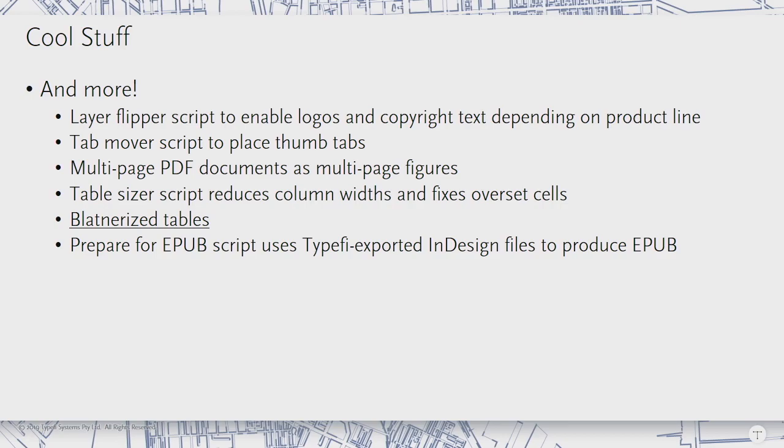Blattnerized tables, that's a link, so I won't go into exactly what that means, but it's a way of putting continuation text on multi-page tables. And it's a trick from InDesign Secrets, which is a website any InDesign user should be familiar with. And then we do have a prepare for EPUB script where you can take the InDesign files that you've run through Typefi, and you might have made changes to them, pagination changes or corrections. Rather than going back to the DITA to make the EPUB, you can just take those InDesign files you already have, and the script prepares them to export an EPUB, and then it puts it through the typical EPUB process to get those produced.